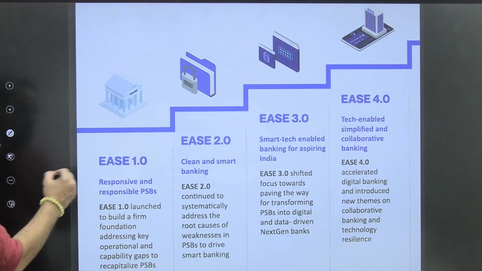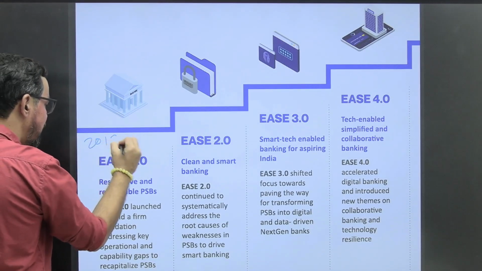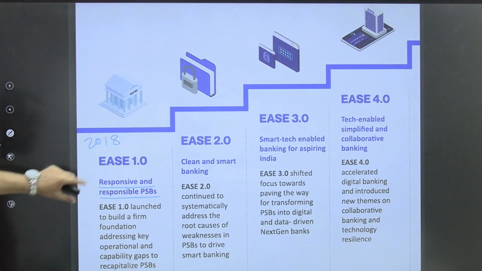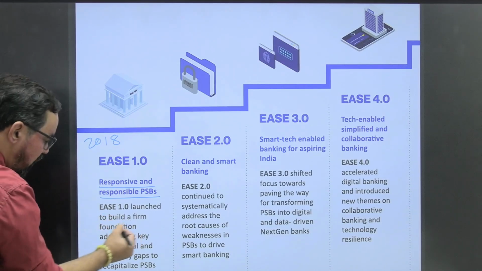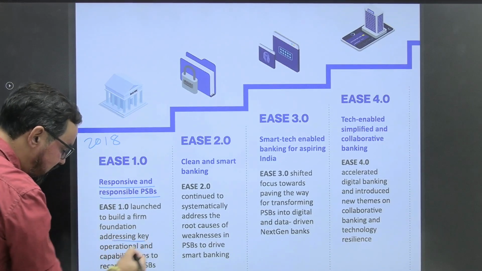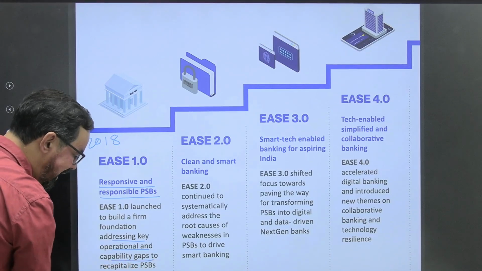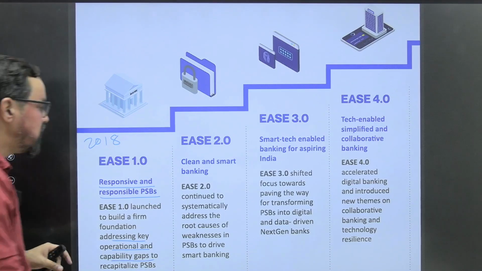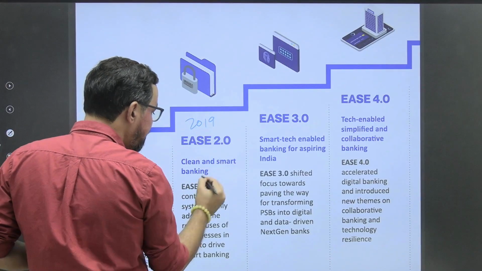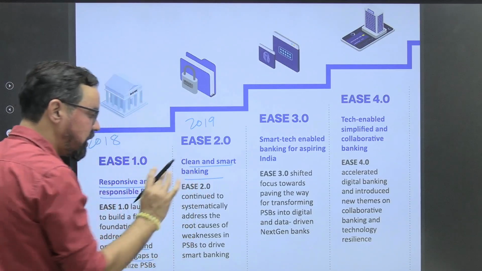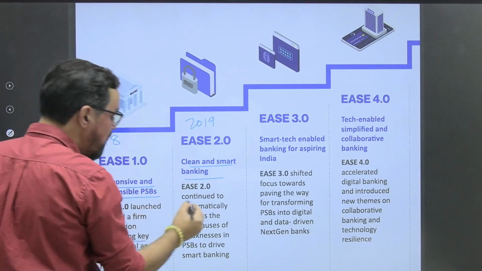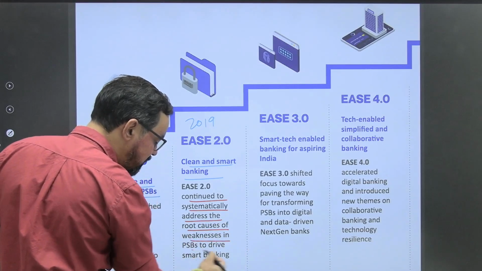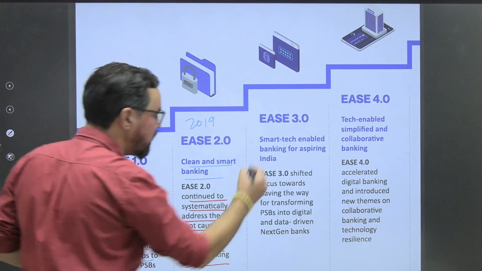Okay? So is now 2018, 1.0. Responsive and responsible public sector banks. This was the theme. So it was launched to build a firm foundation, addressing key operational and capability gaps to recapitalize public sector banks. 2019 is 2.0: clean and smart banking. This was the theme for this particular year. And continue to systematically address the root cause of weakness in public sector banks to drive smart banking.